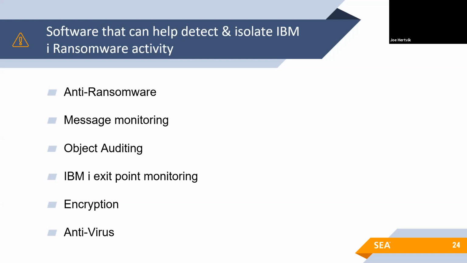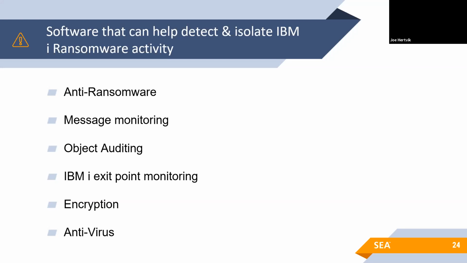Now, what we're going to go into here is there is software that you can get for the IBM i that will help you detect and isolate ransomware activity as it's attacking your IFS. The first is there are third-party systems. SEA offers iSecurity anti-ransomware that will do just that, and Mel is going to demonstrate that in a minute. If you're not running message monitoring, a message monitoring system might find some kind of situation inside your company, like, for example, an object gets renamed that shouldn't be renamed.